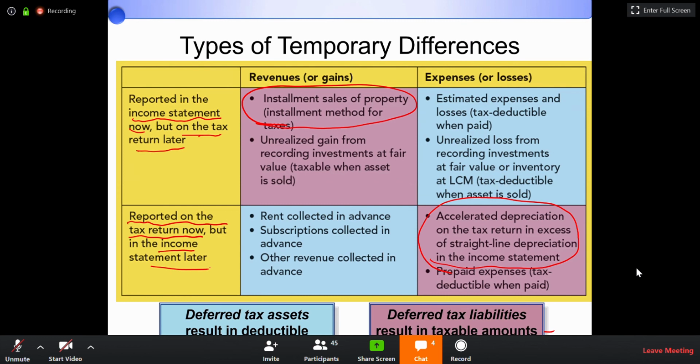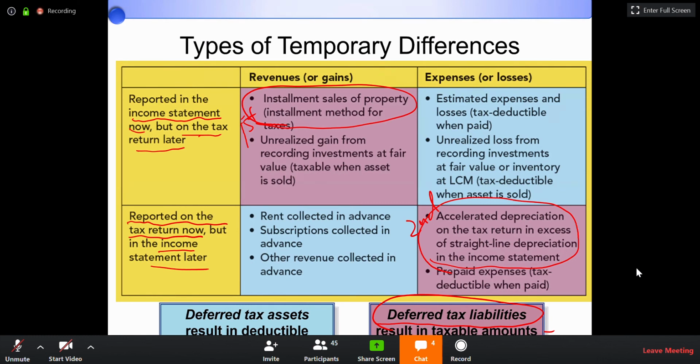Okay, so both situations, this is the first situation, this is the second situation. In those situations, you're going to see our accounting income is greater than taxable income. That's why we have future taxable amounts, and that's why we have what's called deferred tax liabilities. Deferred tax assets we're going to talk about next time, so I don't want to confuse you. Just focus on deferred tax liability today.